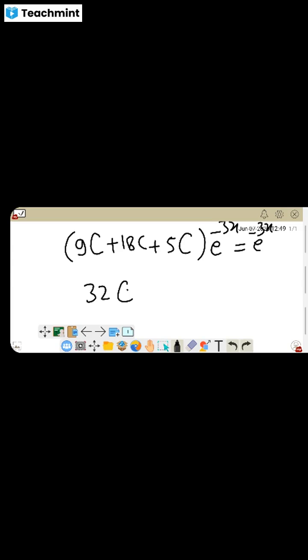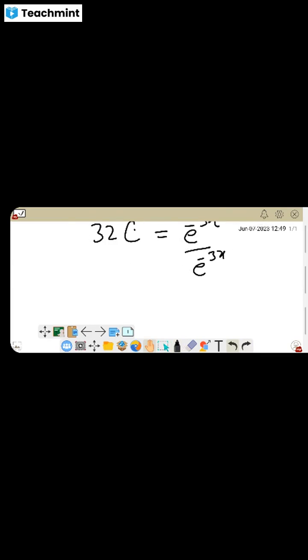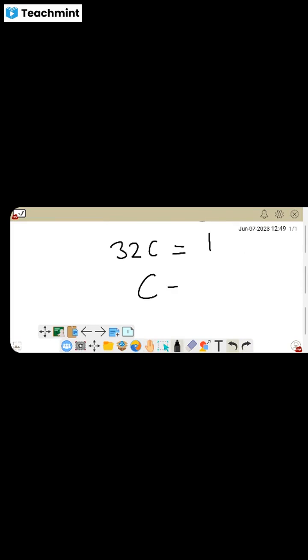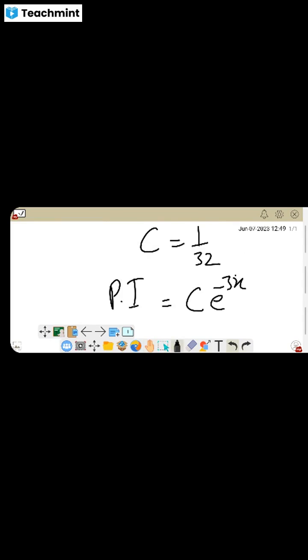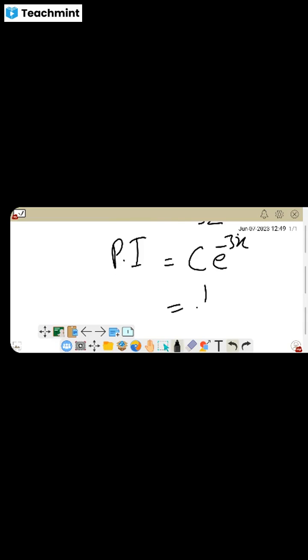We have e to the power minus 3x over e to the power minus 3x, and on the right side we have only 1. So 32c is equal to 1, and now the value of c is 1 upon 32. So the required PI is equal to c into e to the power minus 3x, where c is 1 upon 32, into e to the power minus 3x.